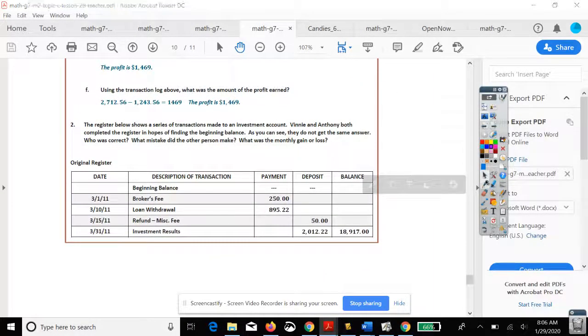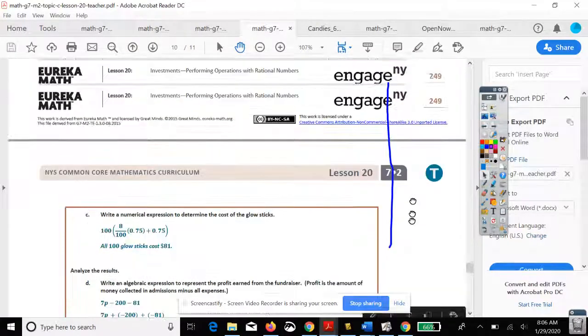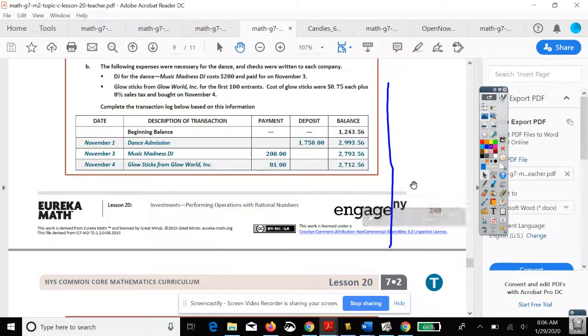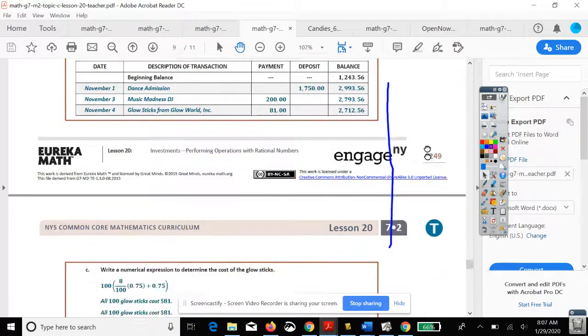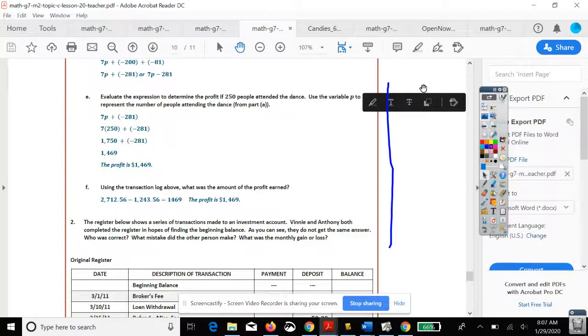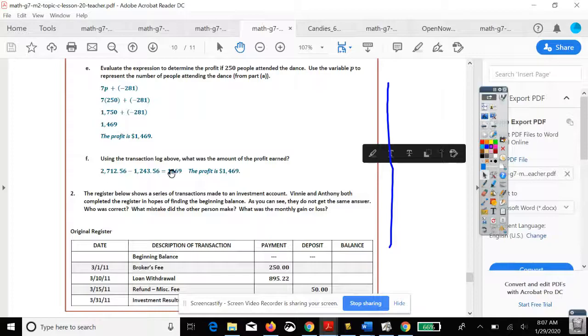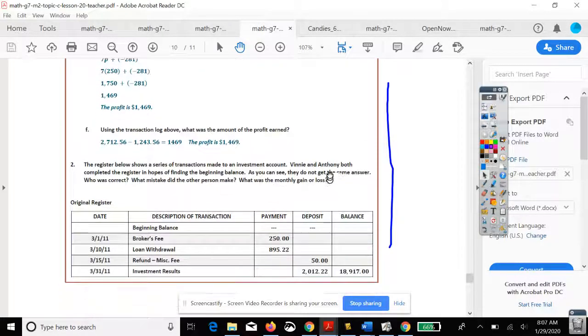F, using the transaction log above, what was the amount of profit earned? So they started up here with 1,243 and they ended up with 2,712. So I could subtract those, or I could say 1,750 minus 200 minus 81. And whatever that price is, $1,469.